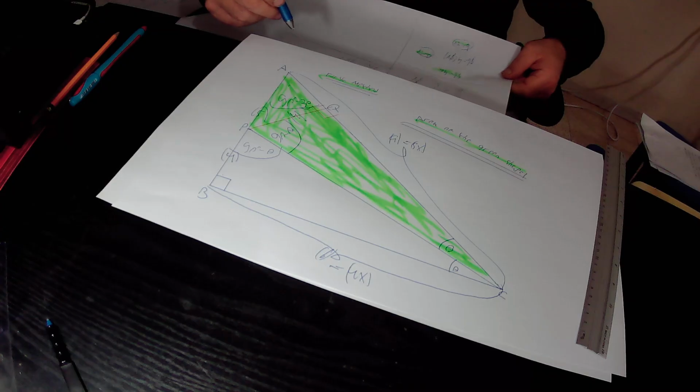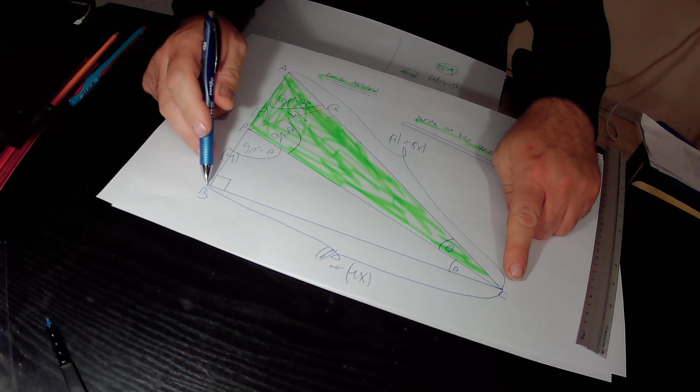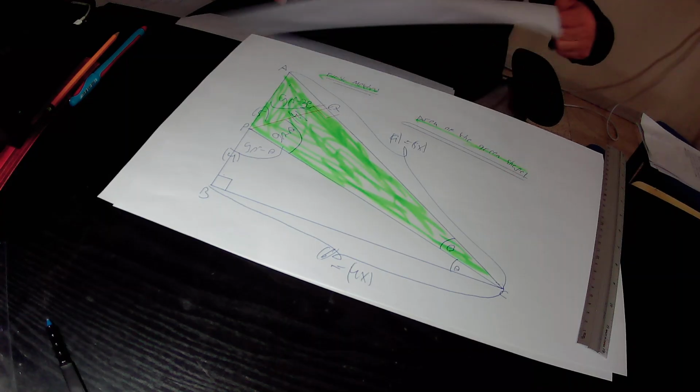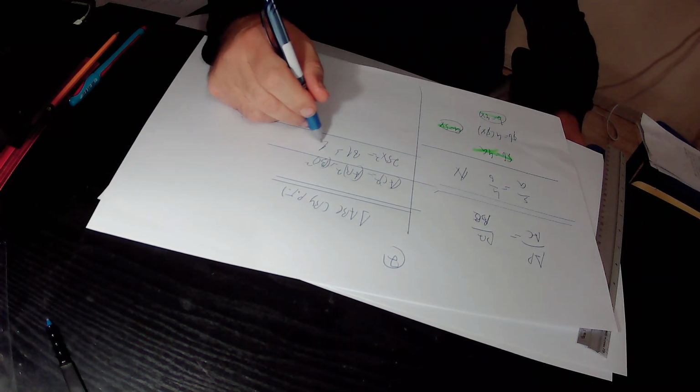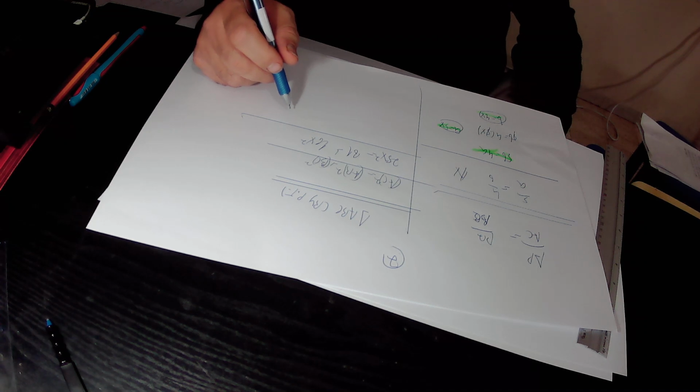plus BC squared. BC equals B, and B equals 4x. BC equals 4x, therefore BC squared equals 4x squared. 4x squared is 16x squared. So in total, we found out that 25x squared equals 81 plus 16x squared.